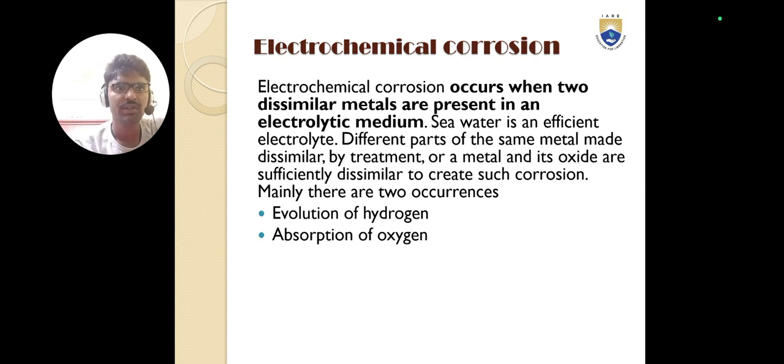Electrochemical corrosion occurs when two dissimilar metals are present in an electrolytic medium. Seawater is an efficient electrolyte. Different parts of the same metal made dissimilar by treatment, or a metal and its oxide, are sufficiently dissimilar to create such corrosion. Mainly, there are two occurrences: evolution of hydrogen and absorption of oxygen.